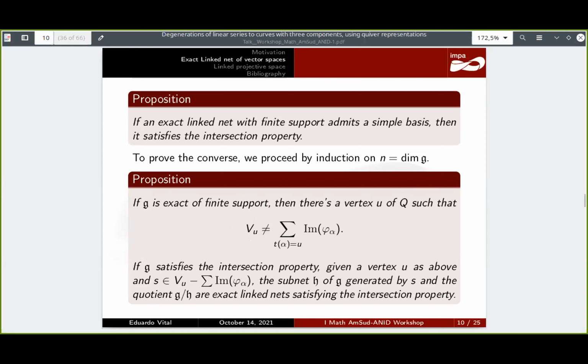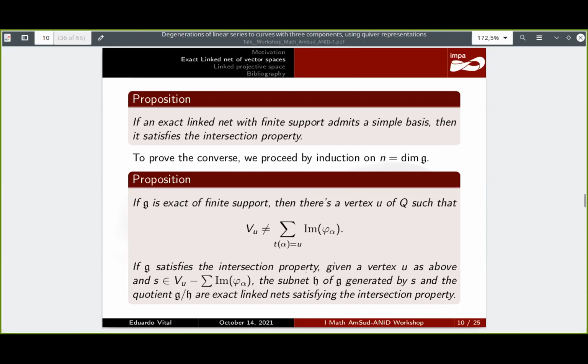And if G satisfies the intersection property, given a vertex U as above, you can pick a vector S in VU which cannot be written as a sum of images. Then the subnet H of G generated by S, and the quotient linked net G over H, are exactly linked nets satisfying the intersection property, right? So with this proposition, we can apply induction.